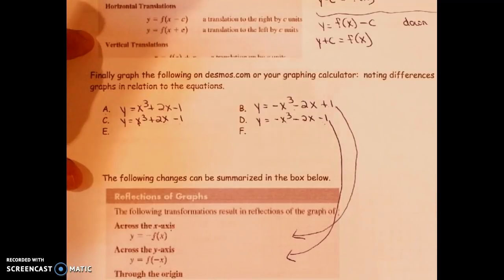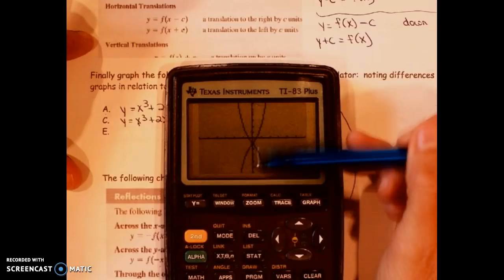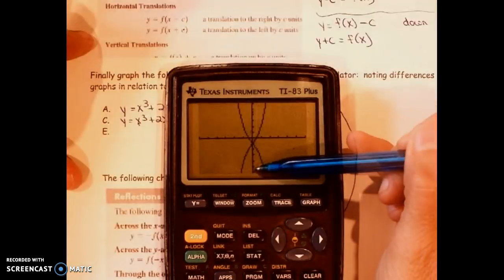Let's go check out the graphs for this one. In this case, I'm expecting a reflection across the y-axis. Let's go take a look at that graph. So there's my first graph, and there's my second graph. Again, there's that symmetry through the y-axis.